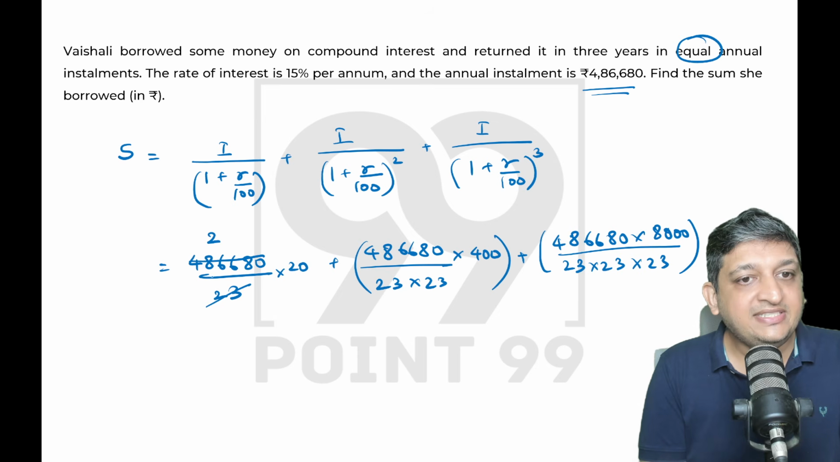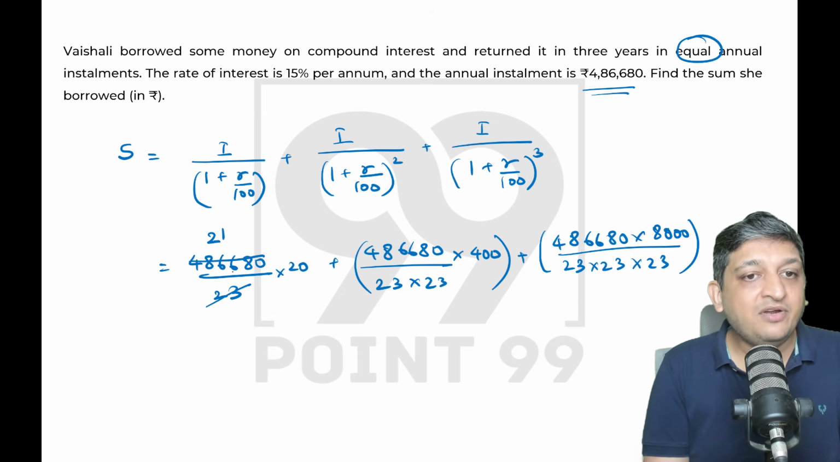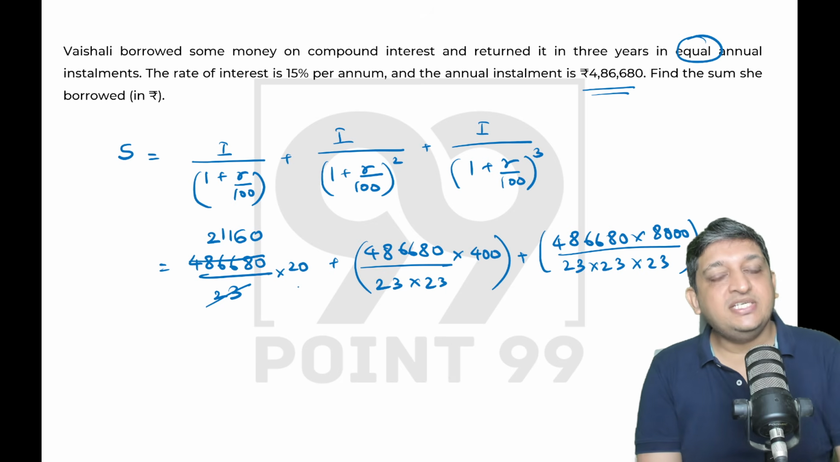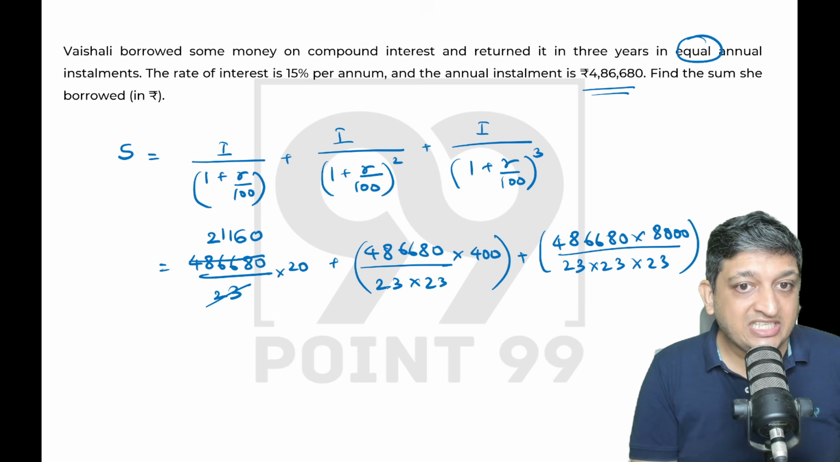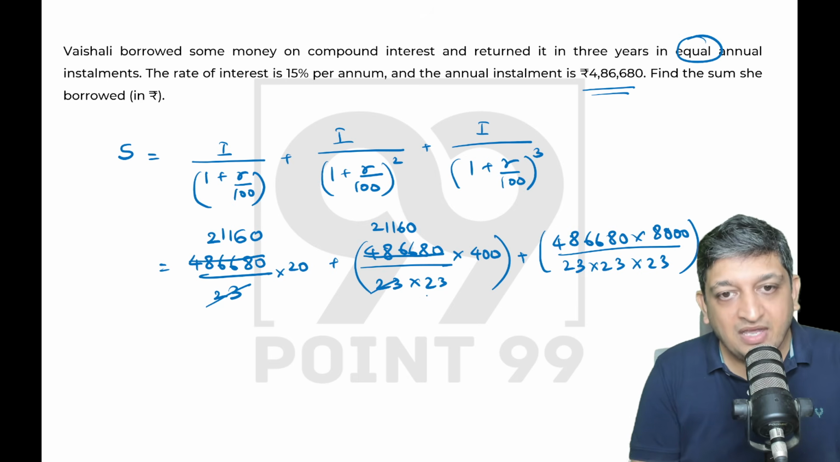So let's see what happens. 23 2s are 46. I am left with a 26. 23 1s are 23. I am left with a 36. 23 1s are 23. I am left with a 138. 23 6s are 138 and I'm left with a 0. So my first part is 21160 into 20. What about the next part? Now I know that if I cancel these two terms, I'm going to get 21160 from the first case.